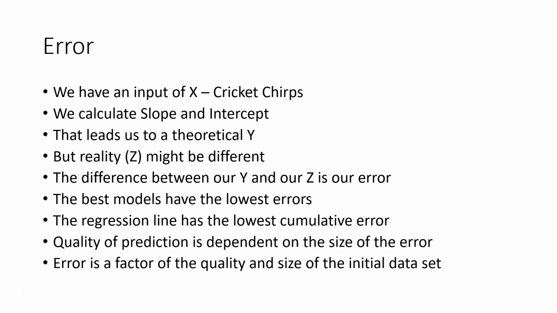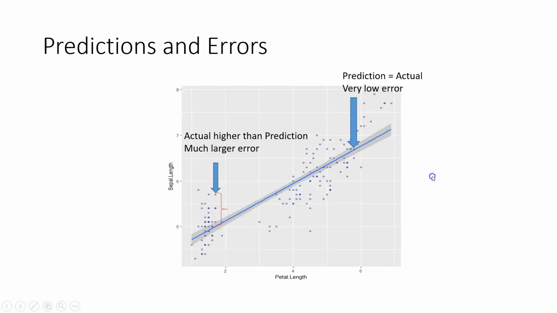in your data set? The quality of prediction is dependent on the size of the error, and error is a factor of the quality and size of your initial data set. So a small data set is going to yield a lot more variability and a lot more error. A larger data set is probably going to be better.